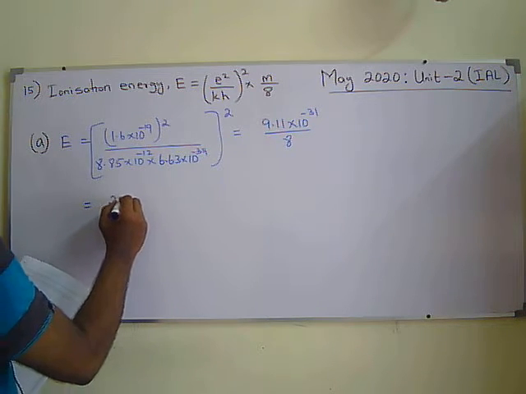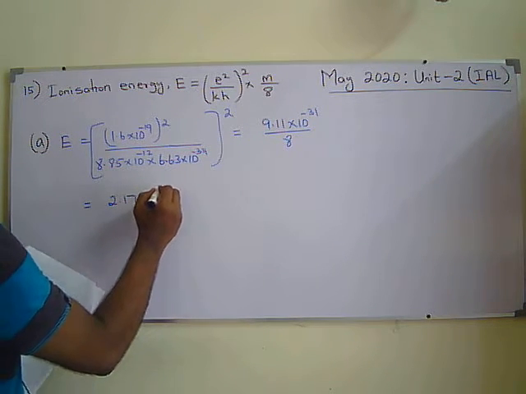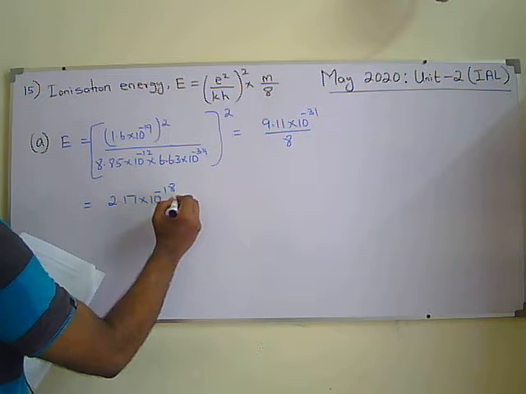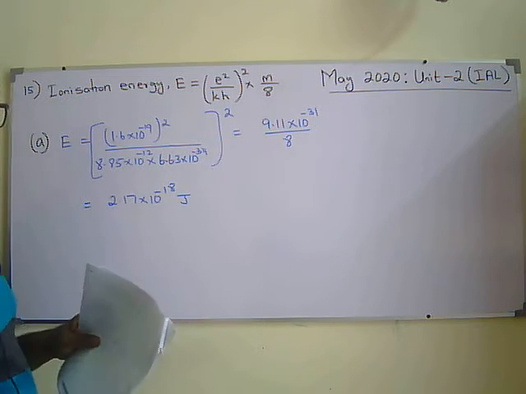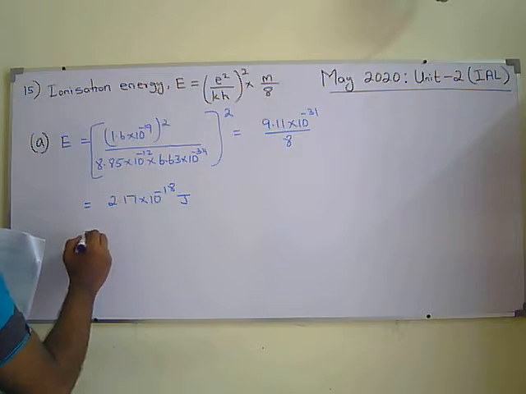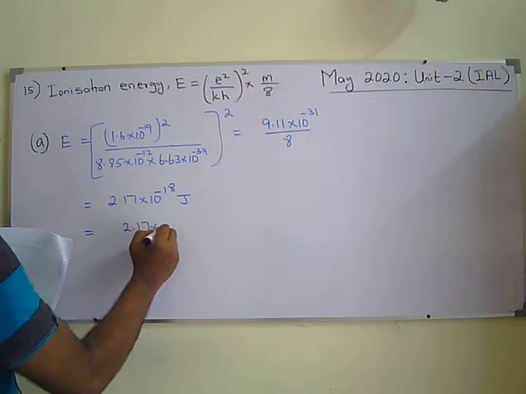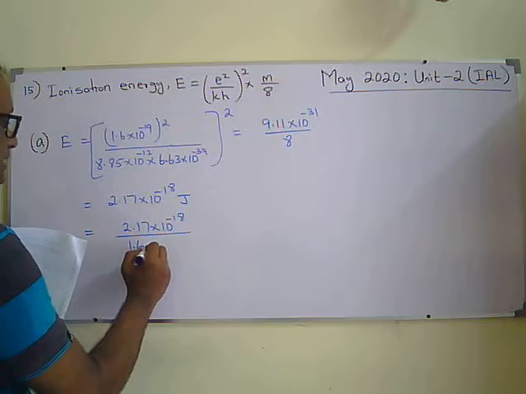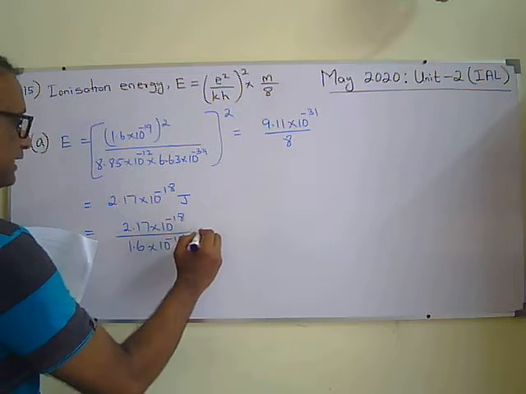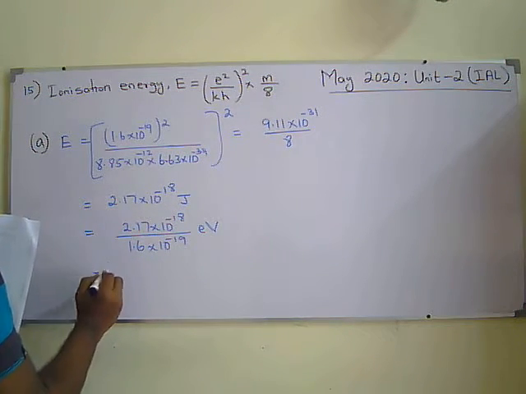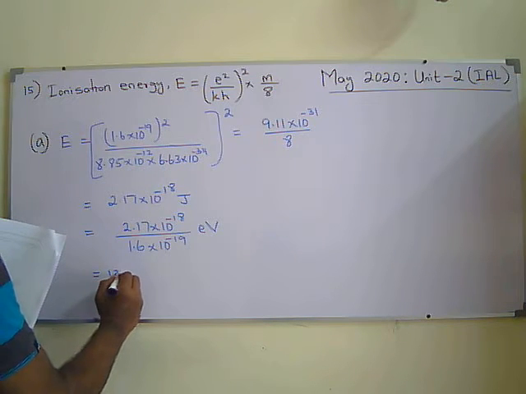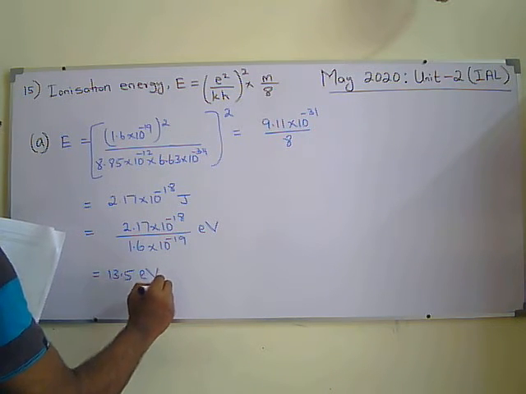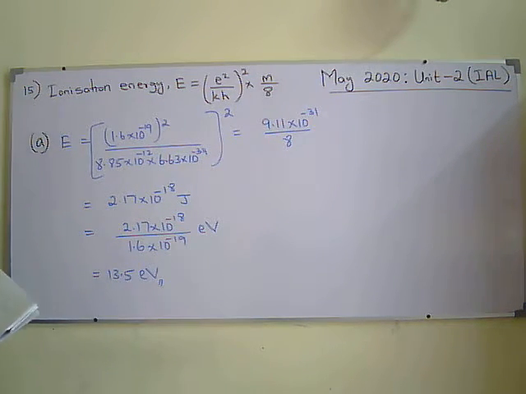You will get 2.17 × 10^-18 joules. They ask you to find it in electron volts, so show the conversion: 2.17 × 10^-18 divided by 1.6 × 10^-19 electron volt. So you will get 13.5 electron volts. That's the answer for the A part.